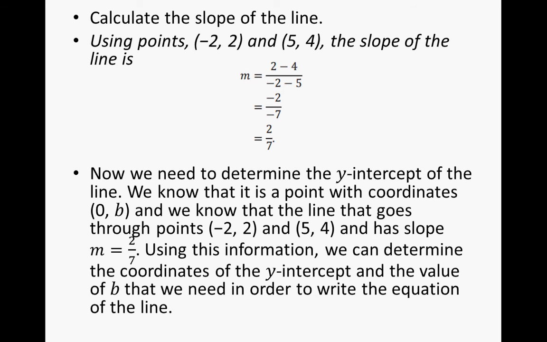So now we need to determine the y-intercept of the line. We know that it is a point with coordinates (0, b), and we know that the line goes through points (-2, 2) and (5, 4), and has a slope of m equals 2/7. Using this information, we can determine the coordinates of the y-intercept and the value of b that we need in order to write the equation of the line.